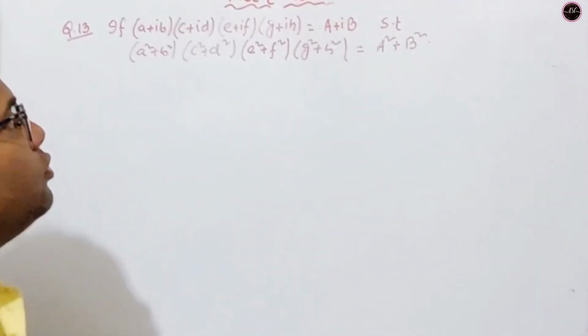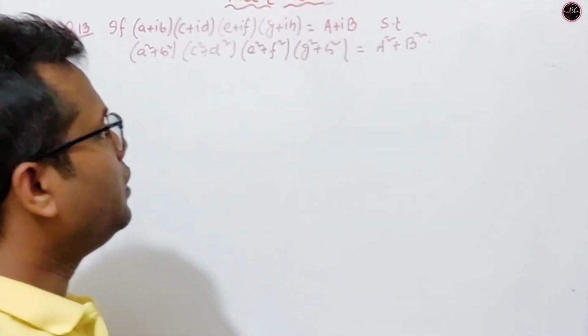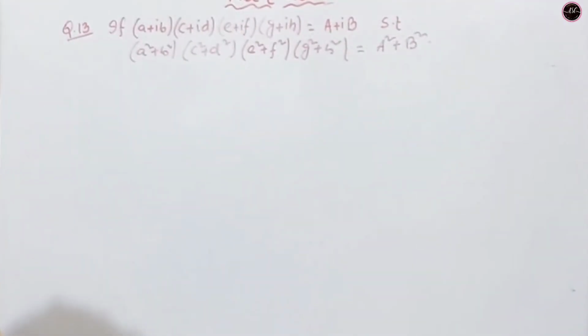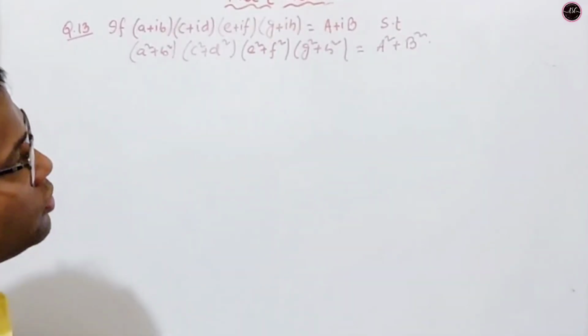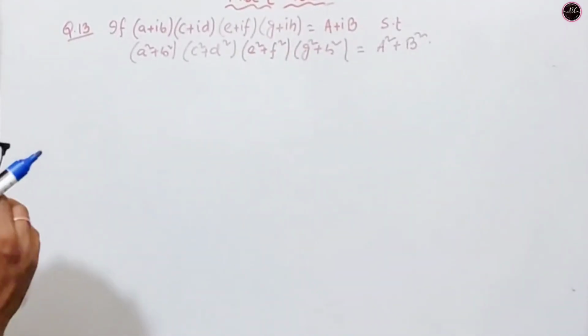Okay, look at this question. If (a plus ib) into (c plus id) into (e plus if) into (g plus ih) equal to A plus iB, show that (a square plus b square) into (c square plus d square) into (e square plus f square) into (g square plus h square) is equal to A square plus B square.